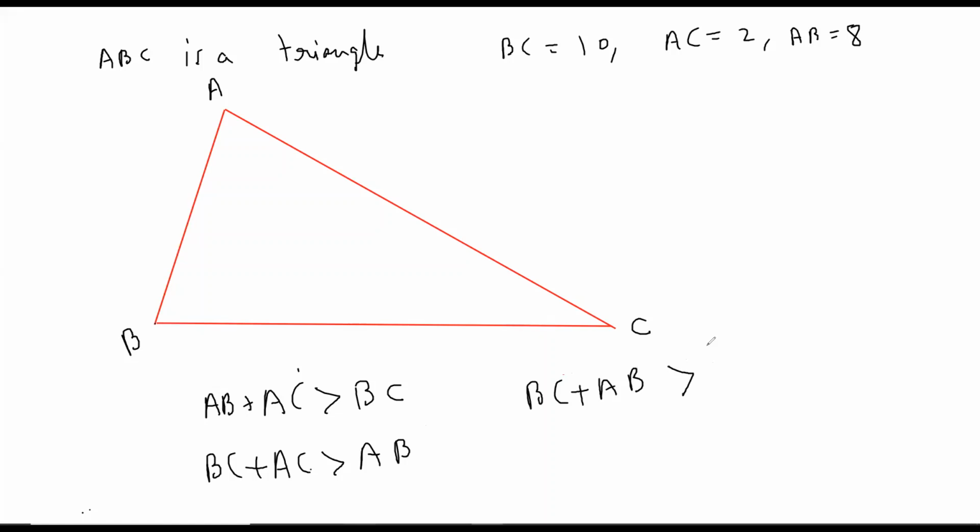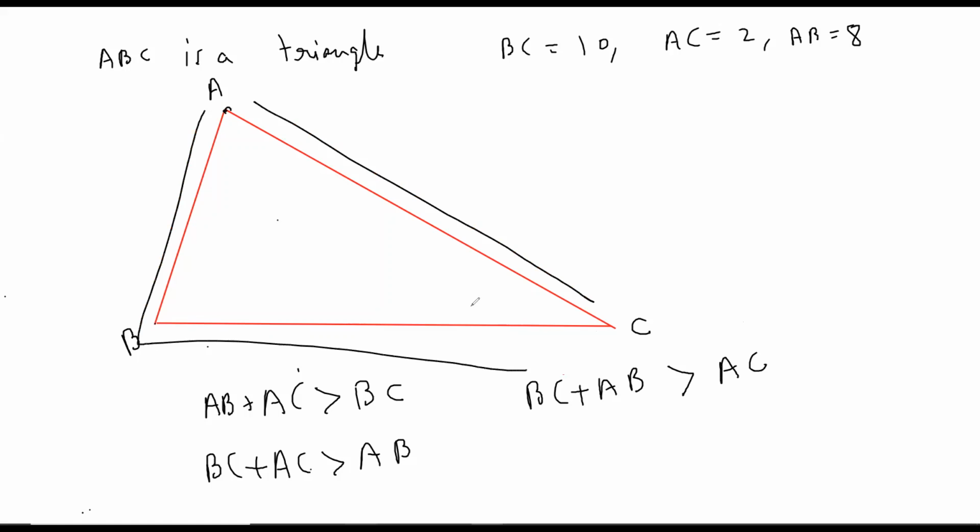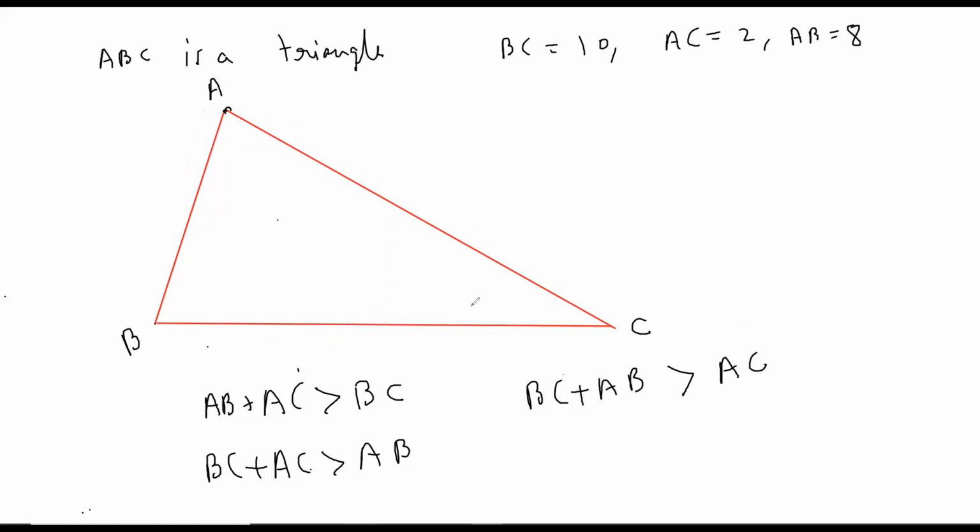BC plus AB is bigger than the other side, which is AC. So the sum of any two sides is bigger than the third side. Crisply, that is what it is. And this is basically the statement that if you take any two points, the straight line is the shortest path, and any other path is definitely longer.